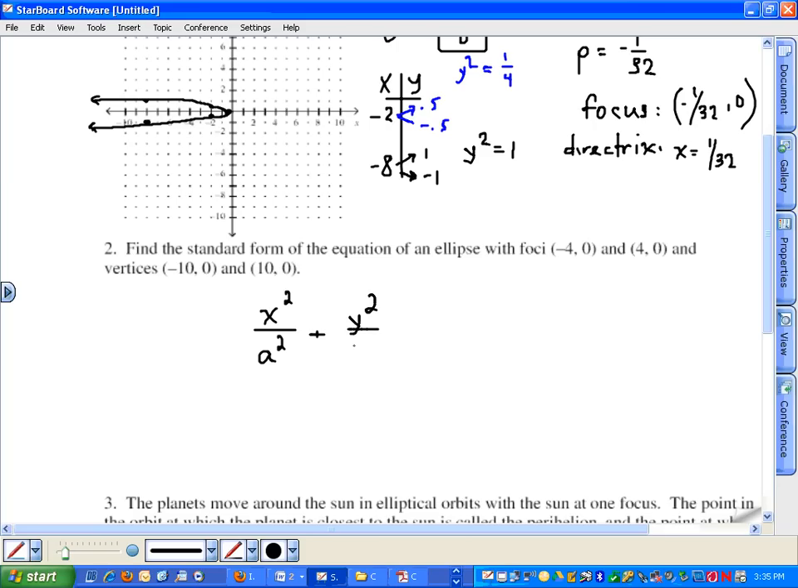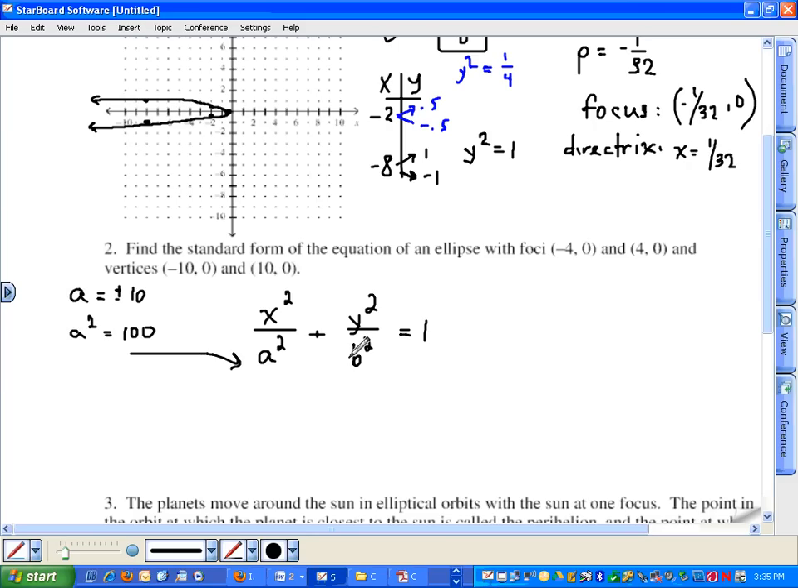Then it's y squared over b squared. This is equal to 1. Now the vertices, plus or minus 10, tells us the value of a. If a equals plus or minus 10, then a squared is equal to 100. So that's the value that goes right here for a squared.